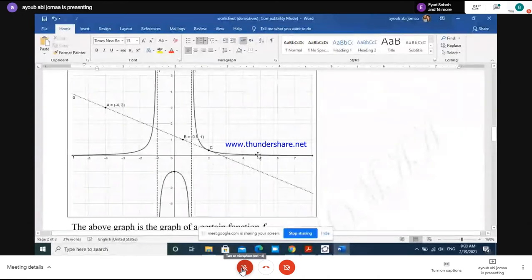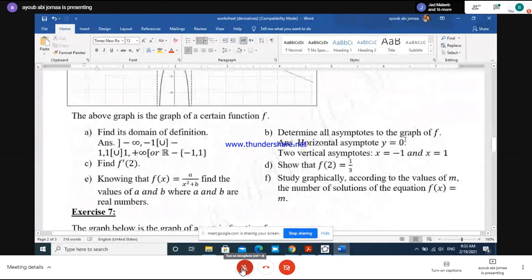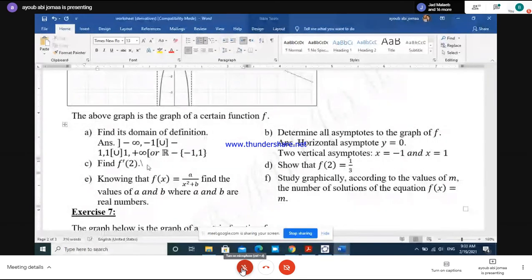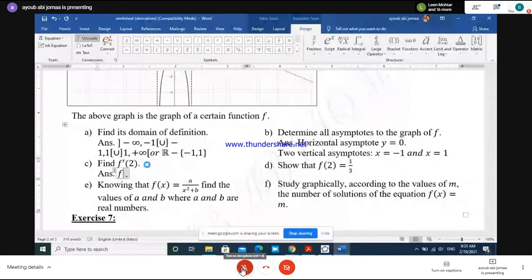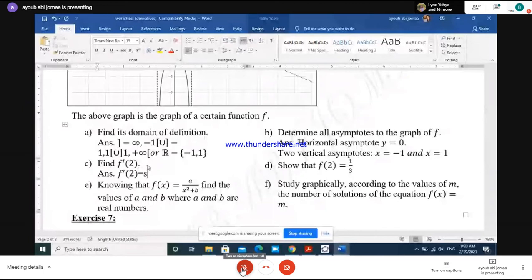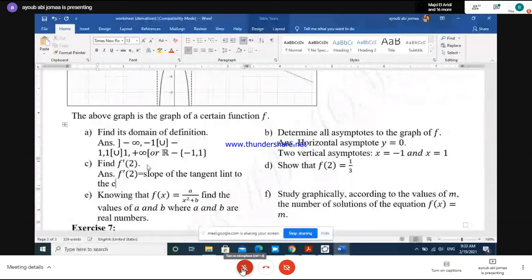Point of tangency C. Right? So here f prime of 2 is equal to the slope of the tangent line to the curve at the point of abscissa 2.